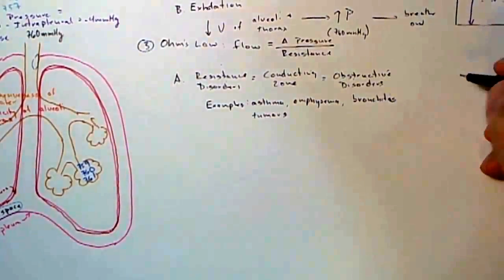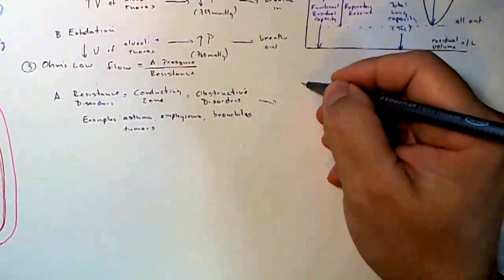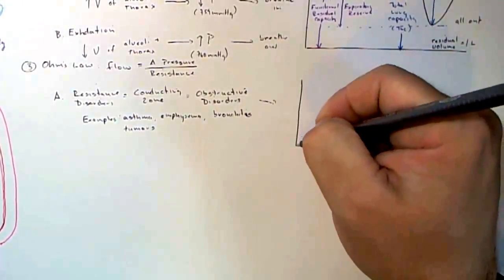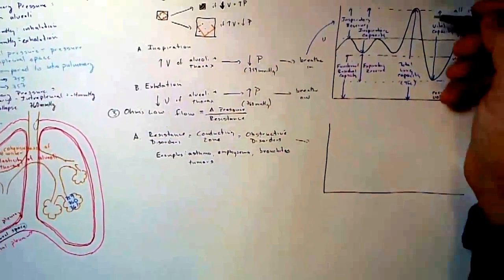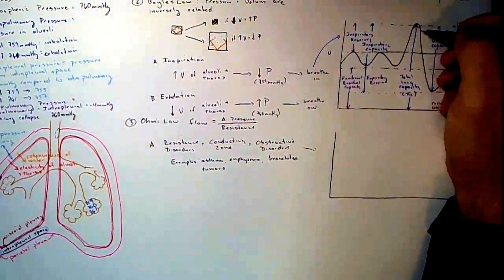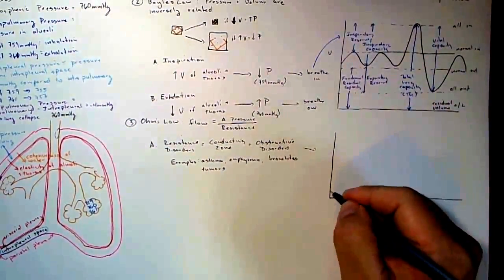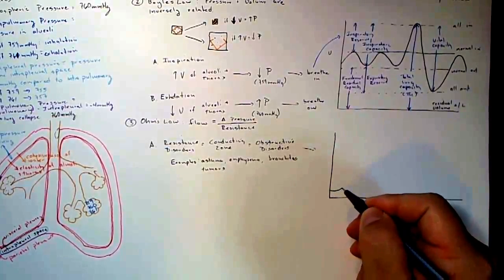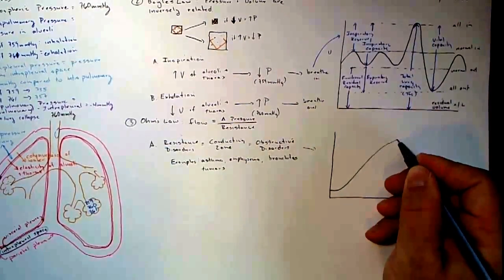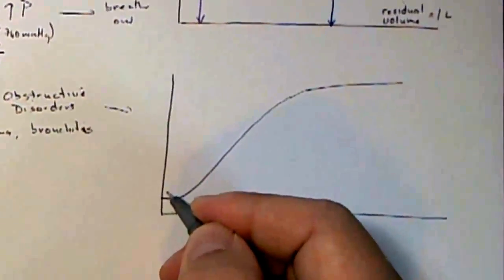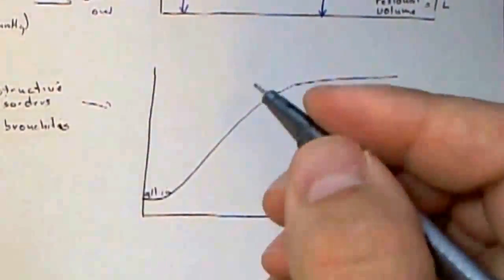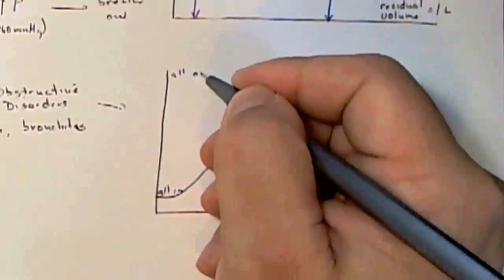Now the way you diagnose these, if we can come over here, what you're specifically looking at is this area of the curve. You're going to watch exhalations. Now it's plotted in a little bit of a different way, kind of like this, where this is an all-in breath and this is an all-out breath.